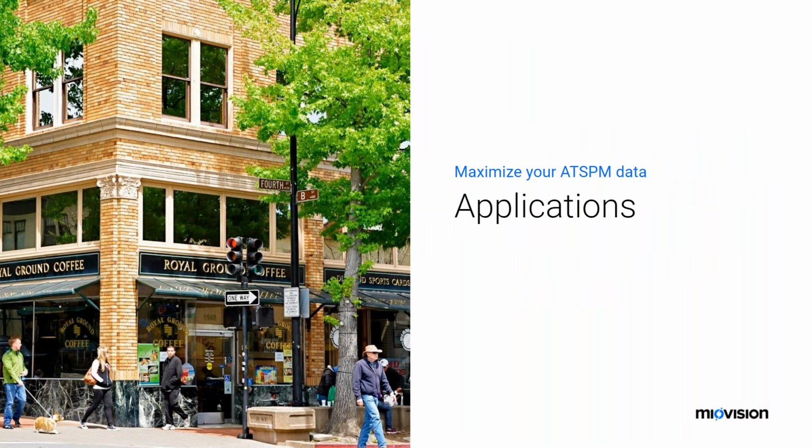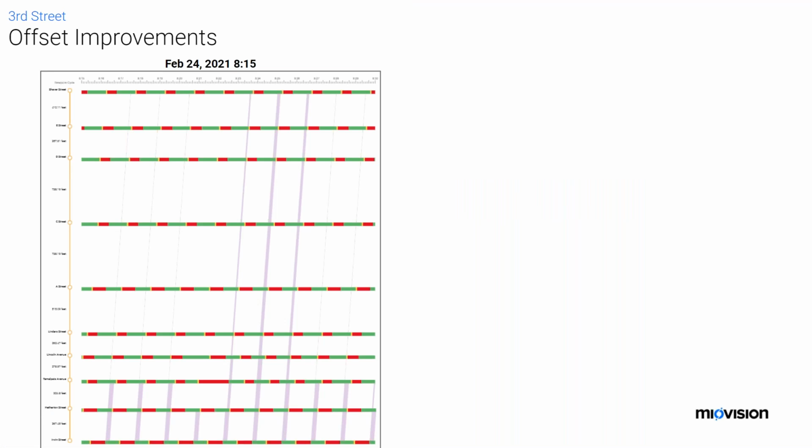So that's the end of that example. Now I'm just going to get into a couple of examples of use cases, different ones that we haven't yet covered, using ATS-PM data. We have a customer in California that has been using our data to make a couple of decisions and changes, so I'm just going to highlight a few of those.